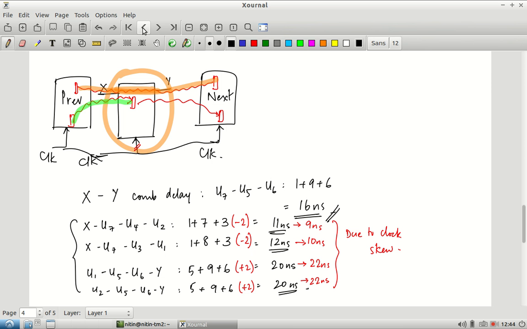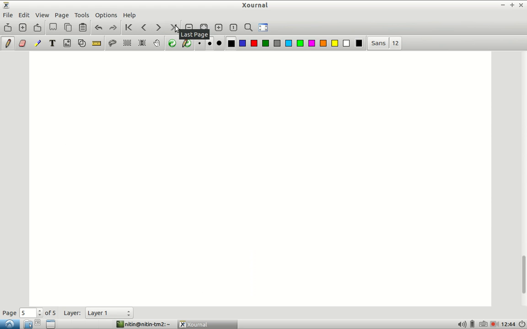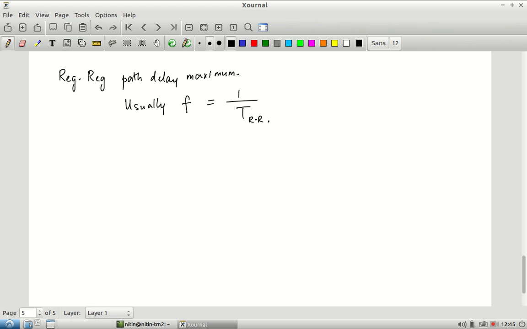Okay. So because of that, while reporting timing, typically what you find is that 4 different numbers are mentioned, right? This is the register to register path delay maximum. And usually the frequency of operation is 1 over the register to register delay. Okay, but the other numbers also need to get reported, but you can make sense of them only in the context of a larger system.